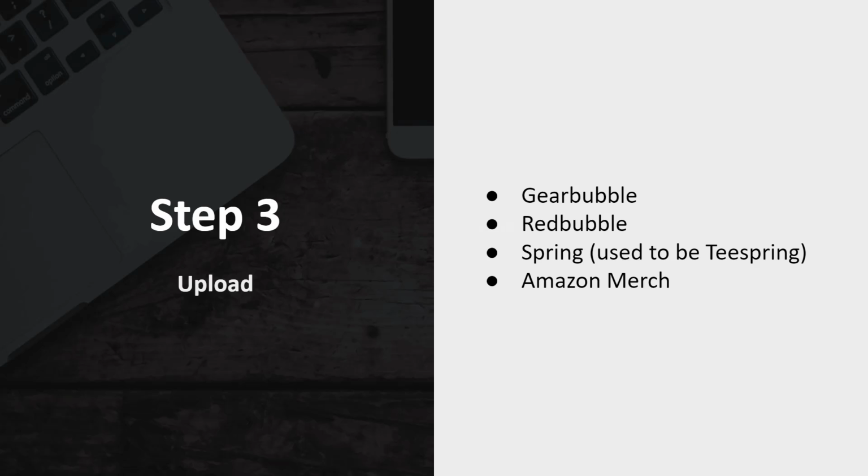So once you've done your research, you have an image, then you want to upload it somewhere, and that's where you go to Gearbubble or Redbubble or Spring, which used to be Teespring. I guess they rebranded. Not sure why, but they did. And also Amazon Merch is another place you can apply. So with Amazon Merch, you take that design file, you upload it to them, and then Amazon will sell it, print it, and do all that good stuff.